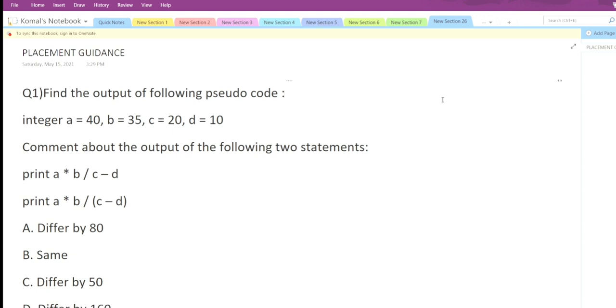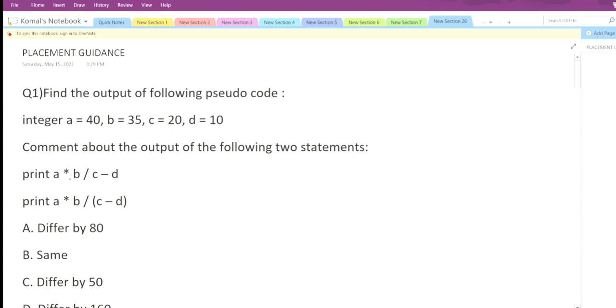So the first question is this: you will be asked to find the output of the following pseudocode. They have given 4 integers a, b, c, d with some values. You have to comment about the output of the following two statements. They have given two statements and you have to comment on what the answer will be. This is about the table of precedence that you have read. So let's see how to solve this question.